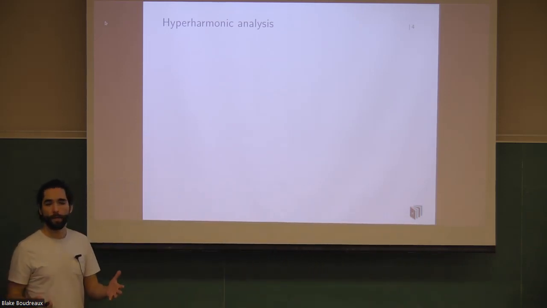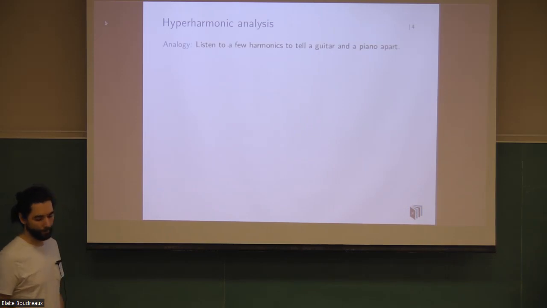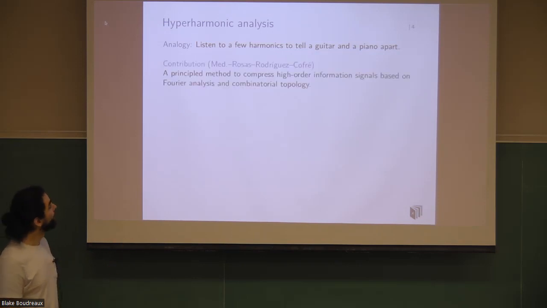Okay, so the idea of compression of signals is the one that we want to imitate here. And I already mentioned cell phones, but this is another clear thing. In order to distinguish a guitar or a piano playing the same note, we only have to hear a few harmonics to distinguish their timbre. Okay, so the contribution that we made with this gentleman is a principled way of compressing high-order information signals, based on an analogue of the Fourier analysis in the context of combinatorial topology.